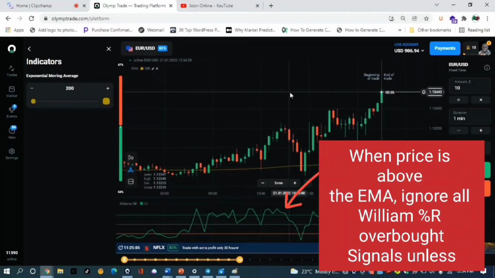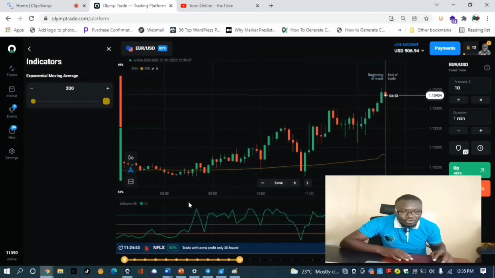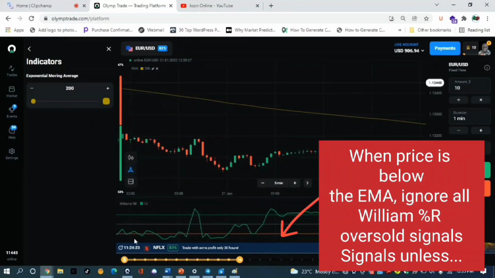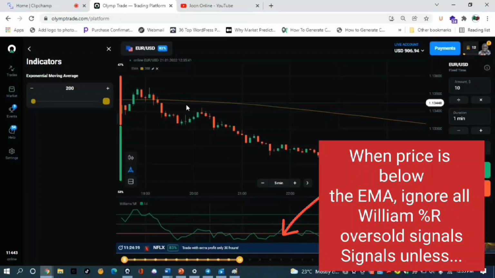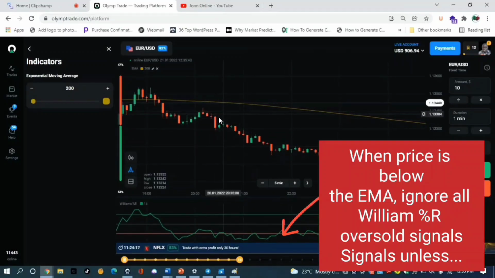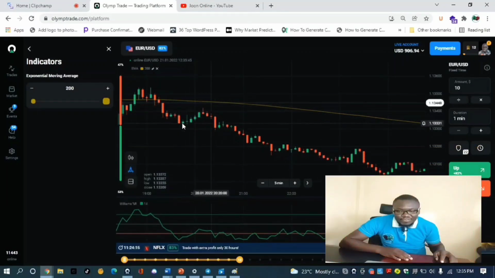So when prices are above the EMA, what I want you to do is to ignore all the overbought signals that you see on that chart. Simple. If prices are above this line, the 200 line, ignore all the signals that are generated from the Williams percentile. On the same thought, ignore all the signals that you receive from the oversold zone when prices are below EMA 200. Why? Look at it from this point.